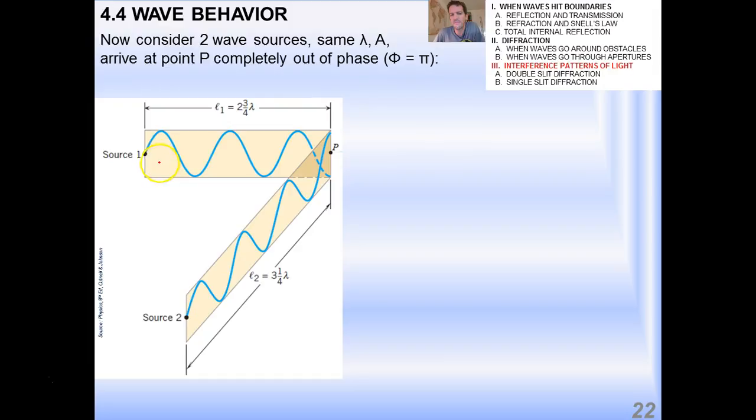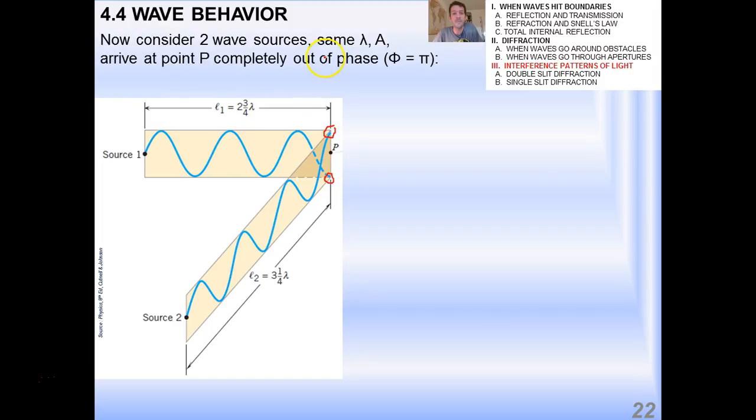Now, if I vary the lengths of these two path lengths in just such a way where the crest from one source always overlaps with the trough of another source, you can see the crest of source 2 is arriving at P exactly when the trough from source 1 is, and that's because they have a very specific set of path differences here. They're going to arrive at P completely out of phase.